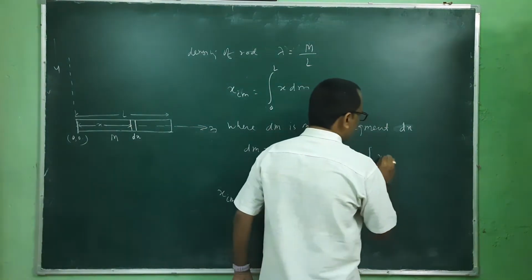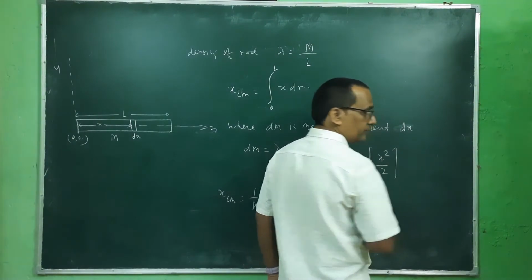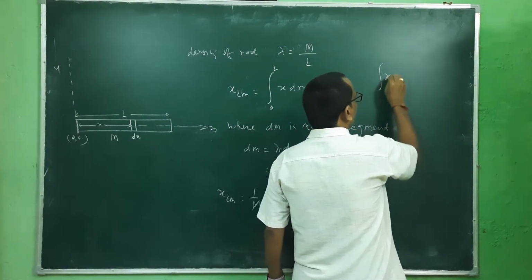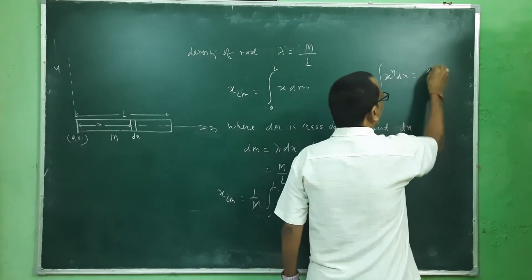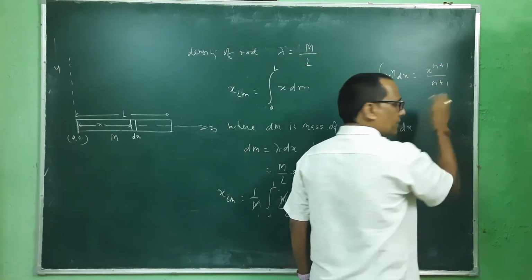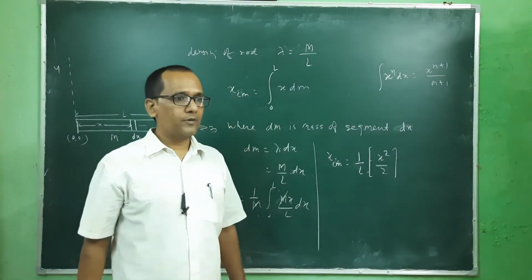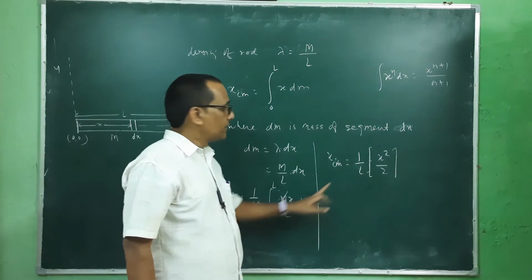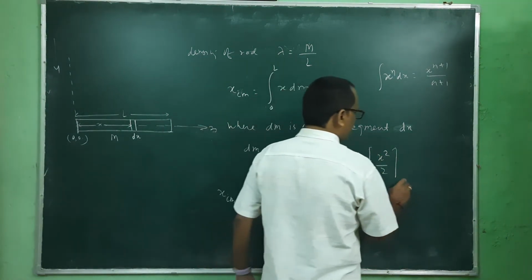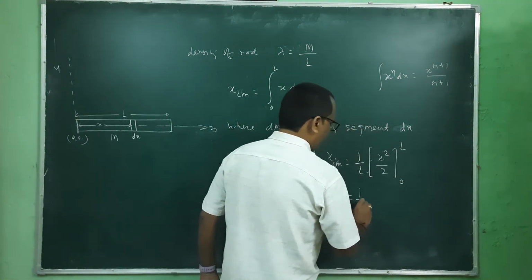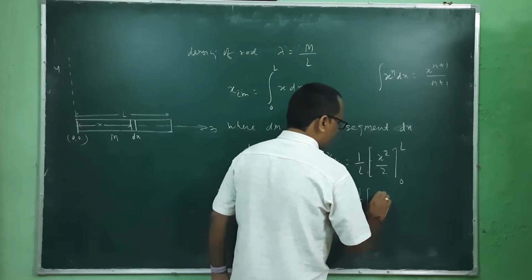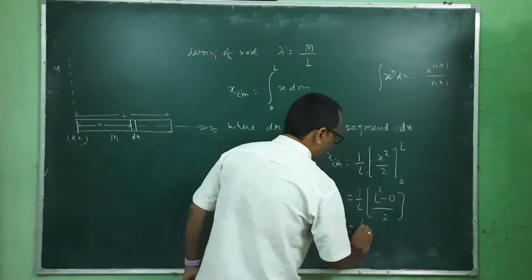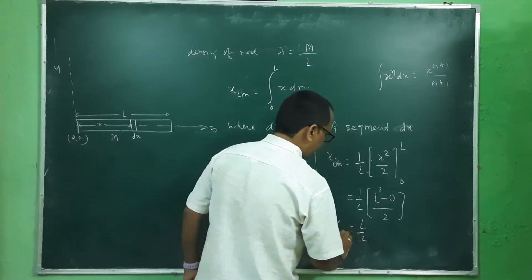So this x dx is x square by 2, because we have this formula, integration of x to the power n dx is equivalent to x to the power n plus 1 by n plus 1. Just a simple first formula we have used several times. So the power will increase by 1. So this will be x square by 2, and we will take the limit 0 to L. So this is 1 by L, and this is L square minus 0 by 2. So this will be equal to L by 2. So this is xcm.